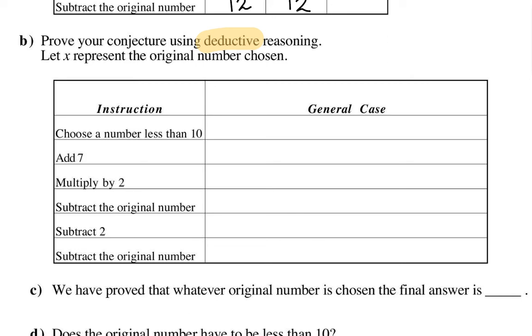So now watch how we do this with the deductive case. Choose a number less than 10. x. Because it has to be in general for any number, right? And then for this number less than 10, you can just say such that x is less than 10. It's like a condition. You're going to choose x such that x is less than 10. Now we have to add 7.